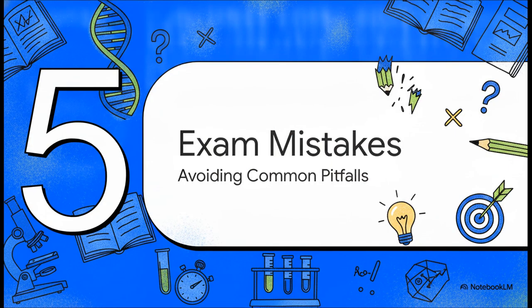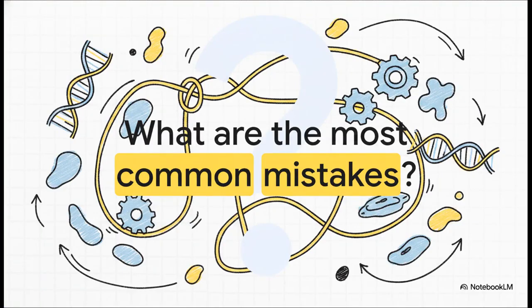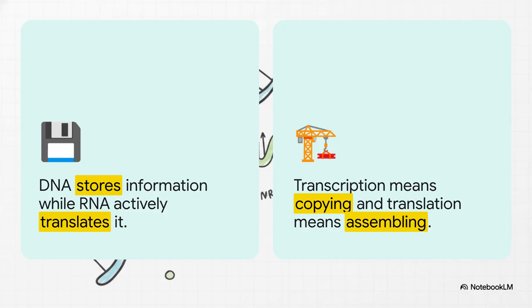Finally, section 5. Avoiding common exam mistakes. Understanding these mechanics is one thing, but applying it correctly under pressure is a whole different ballgame. So with all these interconnected variables and moving parts, where do students usually get their wires crossed? Look at the text callouts on screen, because these clear up the most common confusions right away. First, role confusion. Never forget that DNA stores the info while RNA actively transcribes and translates it.